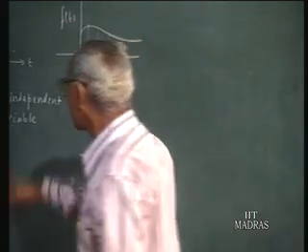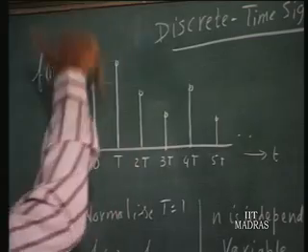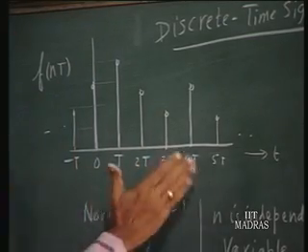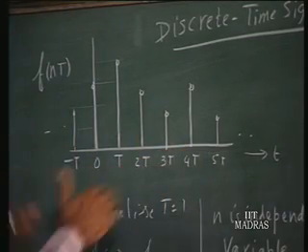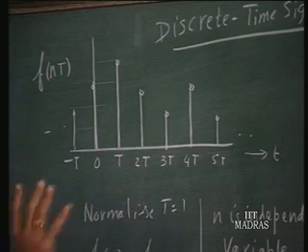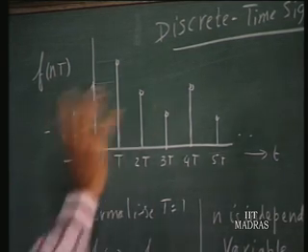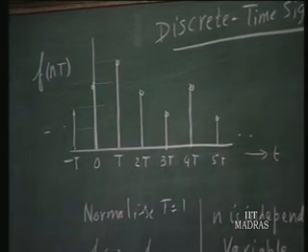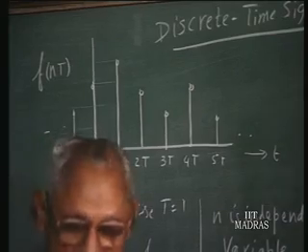That means these signal values can vary continuously in the vertical direction. We are only discretizing as far as the independent variable is concerned. So we are not talking about digital signals, we call them discrete time signals. So that is the difference between a discrete time signal and a digital signal.